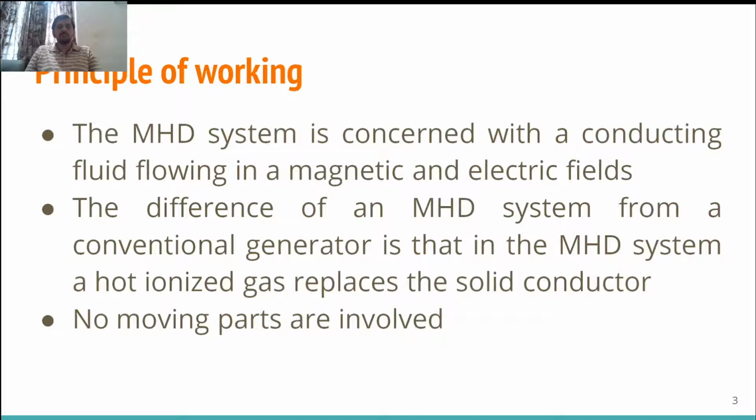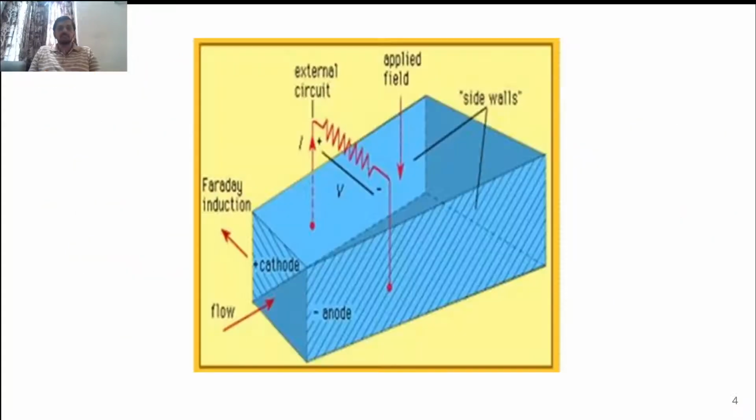The difference of an MHD system from a conventional generator is that the hot ionized gas replaces the solid conductor. In an alternating current or direct current generator, we have a solid conductor. But here the conducting medium is a hot ionized gas. So there are no mechanical moving parts, and we can avoid many disadvantages of conventional electric generator systems.